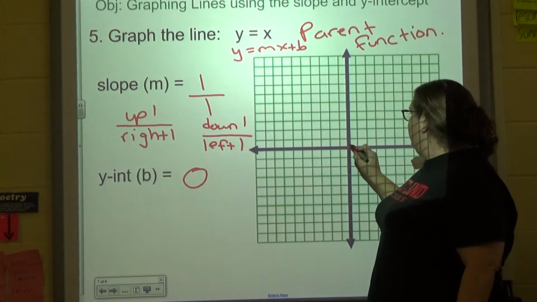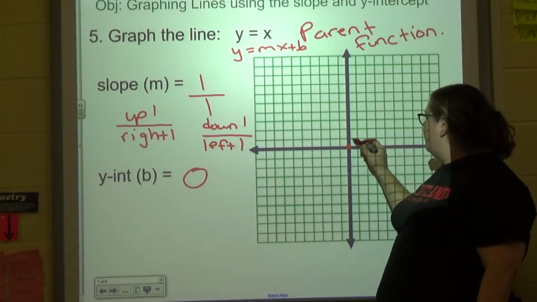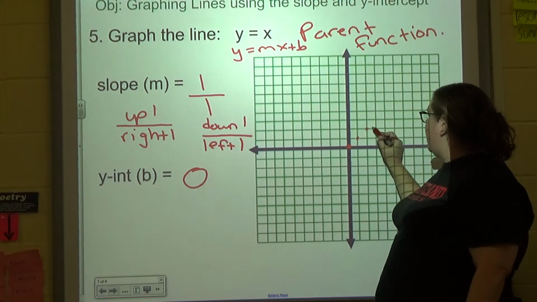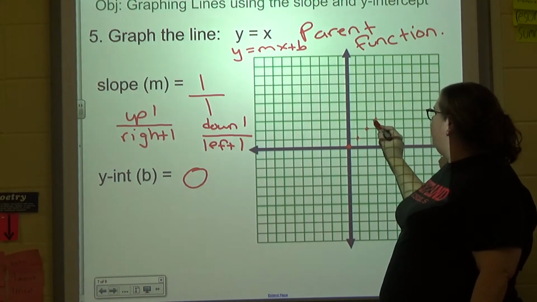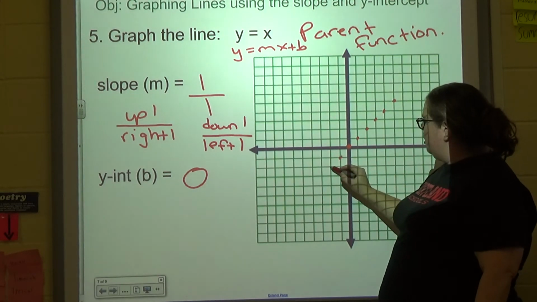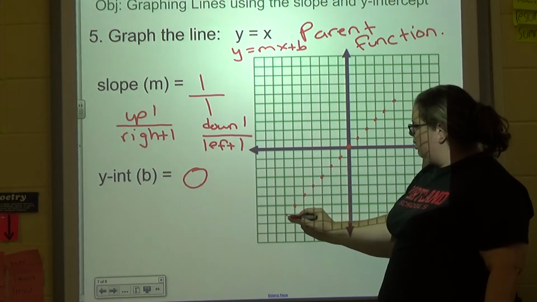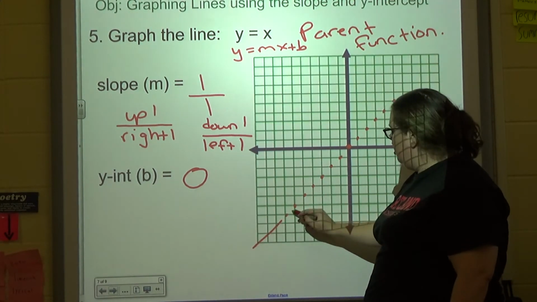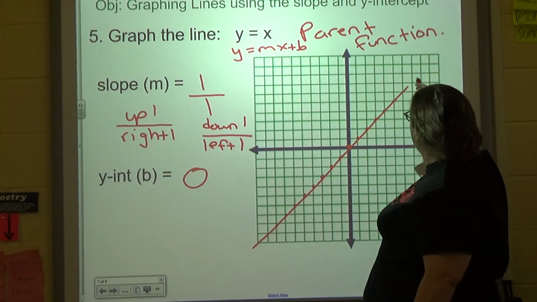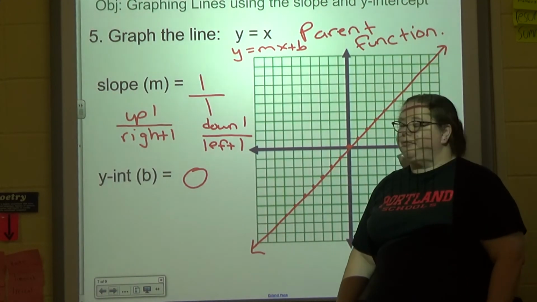Alright, so 0, 0. And then from there, we're just going to go up 1 over 1. And so it's nice, it's just on that diagonal. Up 1 over 1, up 1 over 1, in both directions. Draw your line. And that's it. And that's our parent function.